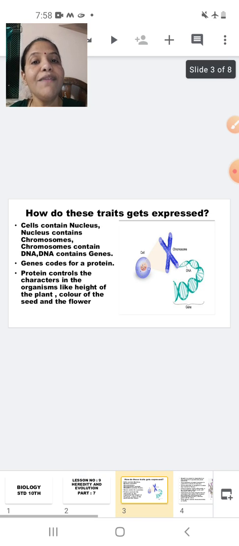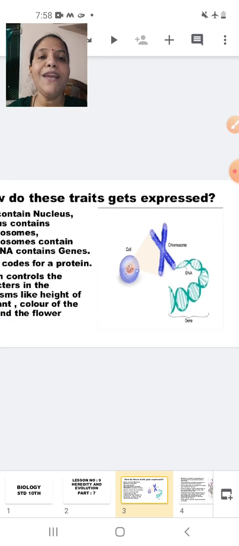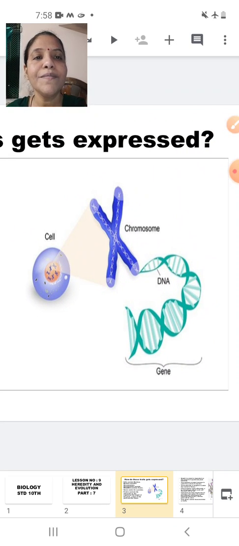So, students, our topic is how do these traits get expressed? Now, traits, what do you mean by the word traits? Traits means character. How does a character get expressed in an organism? So, I will explain you with the help of this picture here.